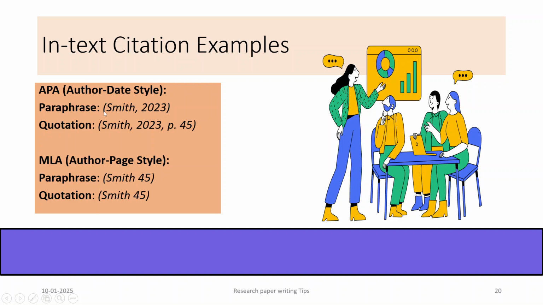For the quotation: Smith, 2023, the year it is published, and page number 45. Same thing while you are writing in MLA, you write author page style, not author date style. The paraphrase is Smith 45, and the quotation is Smith 45. Like this you have to go. Clear? For our technical things we always go for APA.